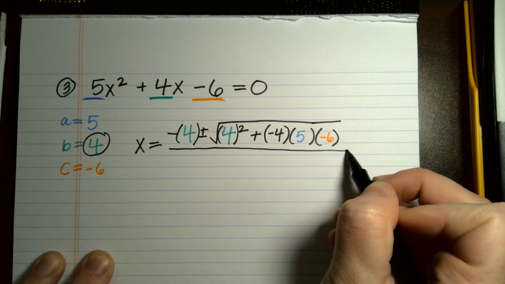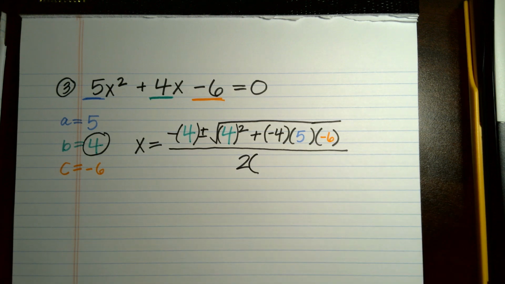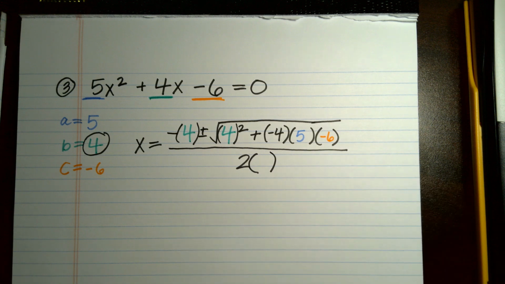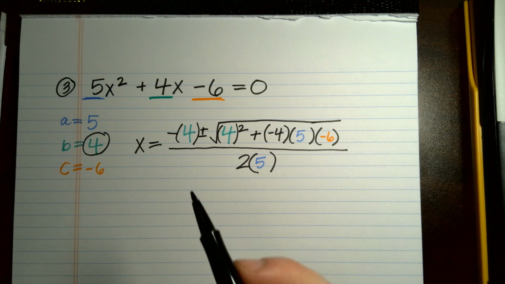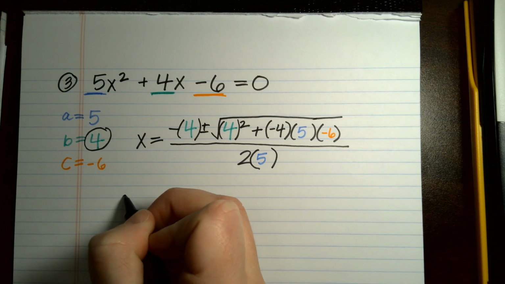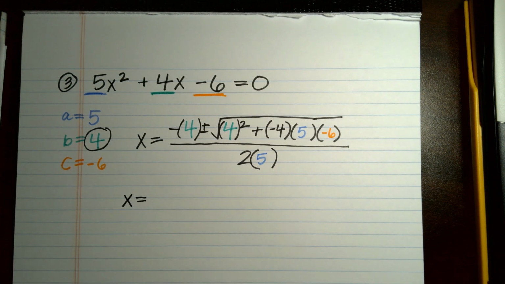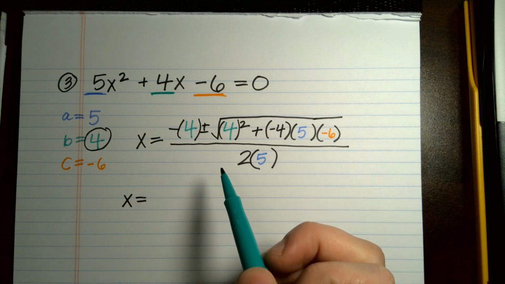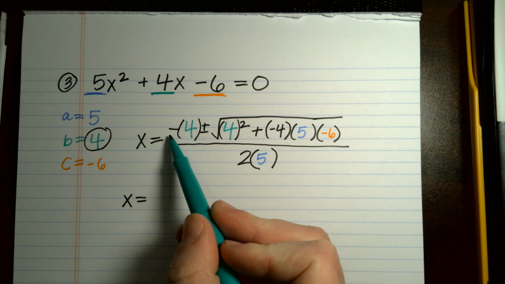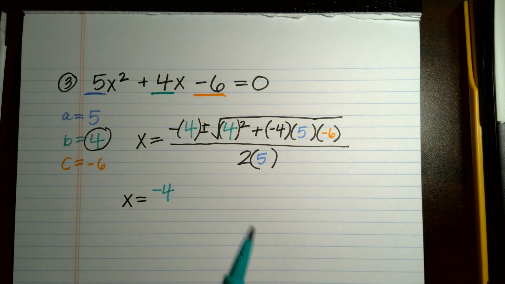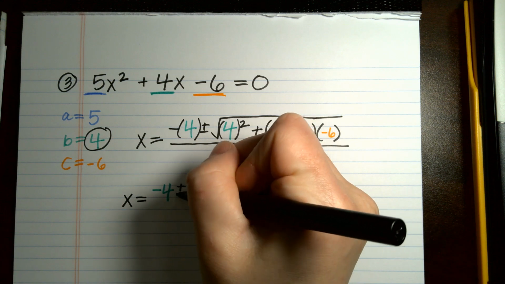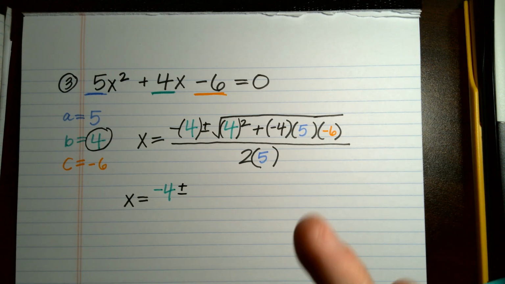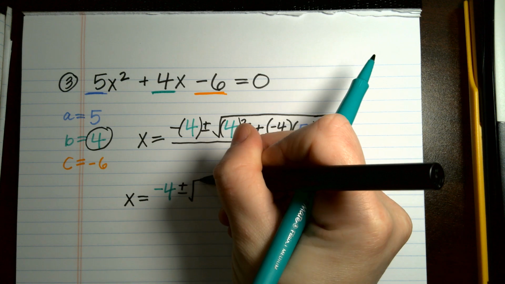Yeah, we're dividing all of this by 2 times 5. Good. Okay, so from here, we need to simplify some things. So I'm going to go ahead and write underneath x equals, and what am I writing here? X equals what? -4. Plus or minus. Now what's 4 squared? 16. Good. I'm going to make sure I don't lose my square root.